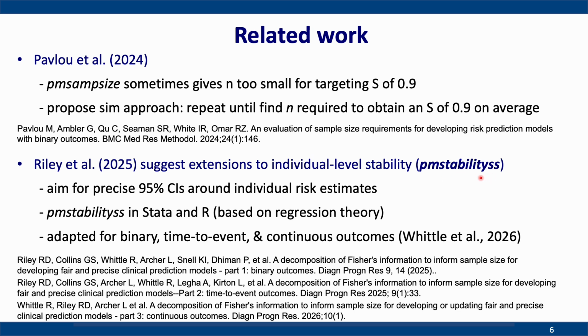Like I said, we've also extended the work to individual level stability, and that's in a package called pmstabilityss. There, the aim is to target precise confidence intervals around individual risk estimates. And again, this is based on regression theory. All of this stuff that I've just mentioned is applicable for binary, time to event, and continuous outcomes, and Rebecca Whittle in particular has extended some of the work to continuous outcomes.